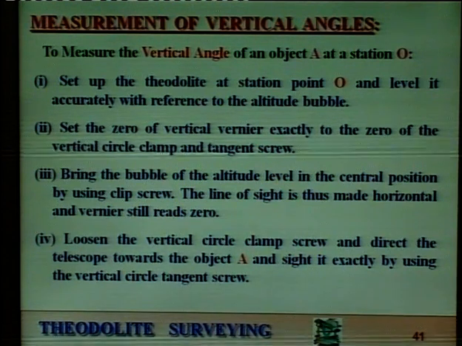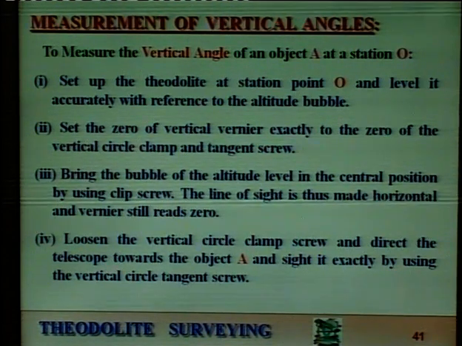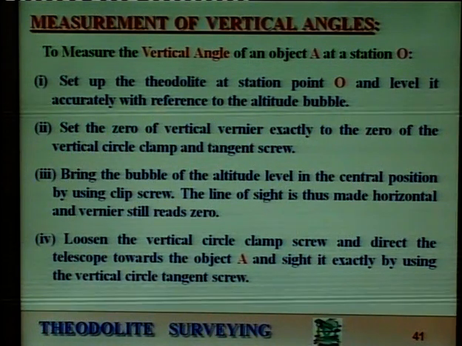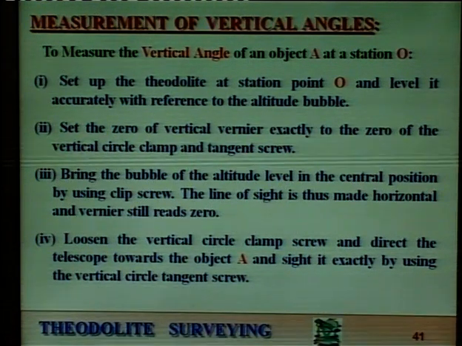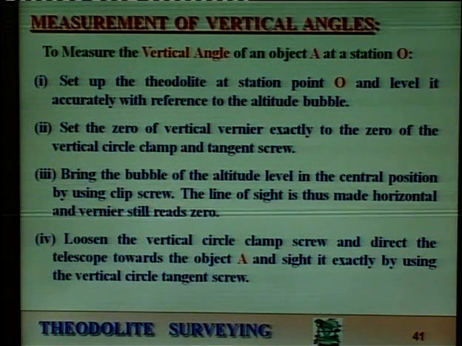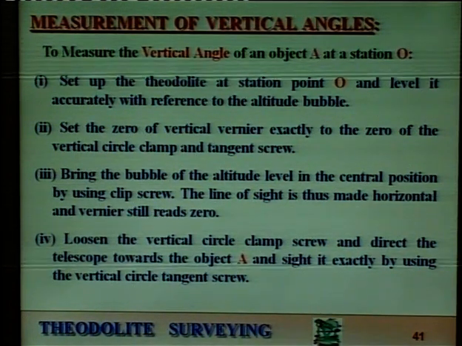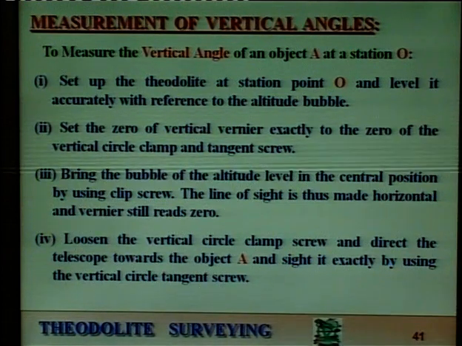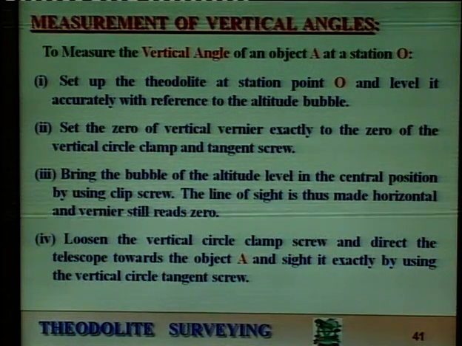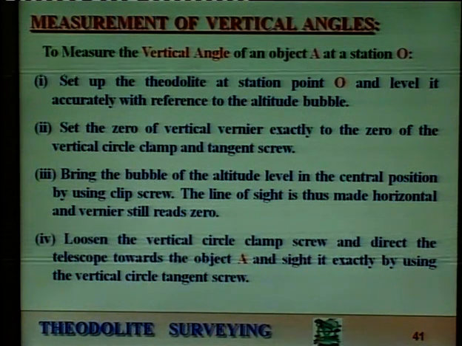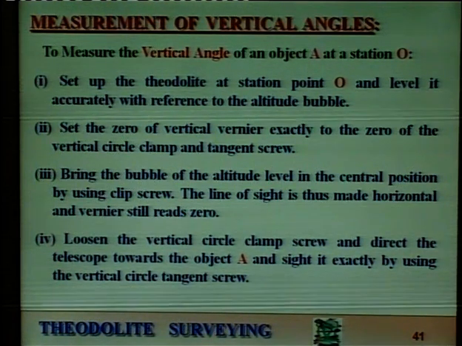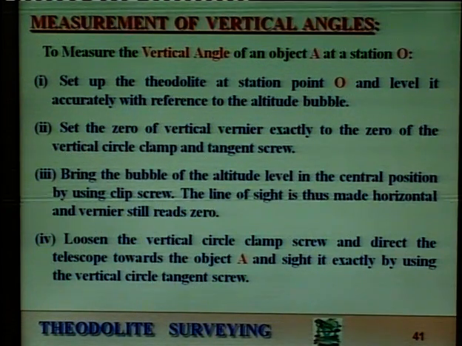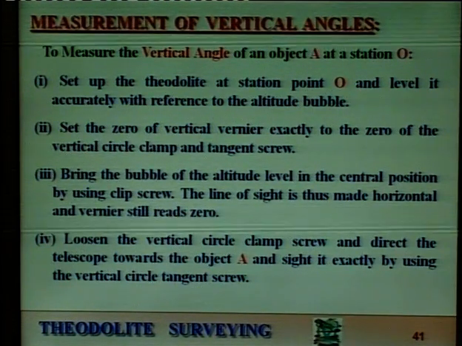Set up the theodolite at station point O and level it accurately with reference to the altitude bubble. Set the 0 of the vertical vernier exactly to the 0 of the vertical circle, using the clamp and tangent screw. Bring the bubble of the altitude level to the central position by using the clip screw. That is, we level the upper altitude bubble tube with the help of a clip screw. The line of sight is thus made horizontal and the vernier still reads 0.